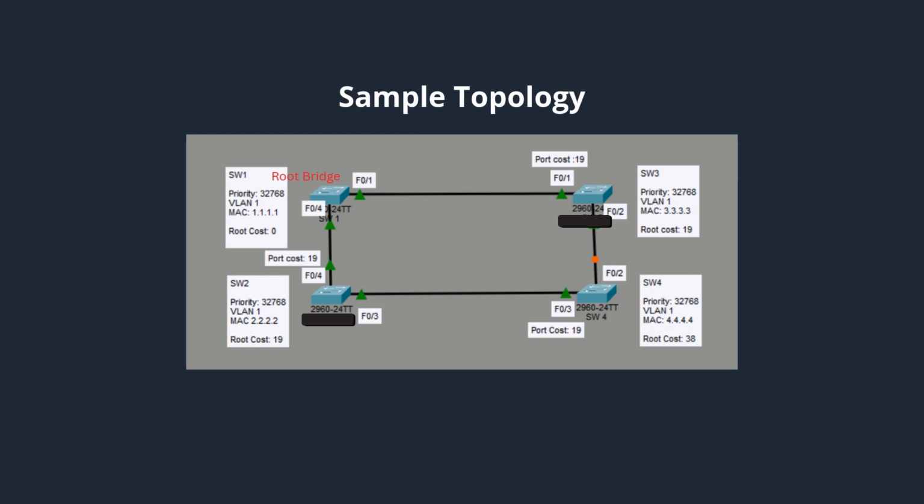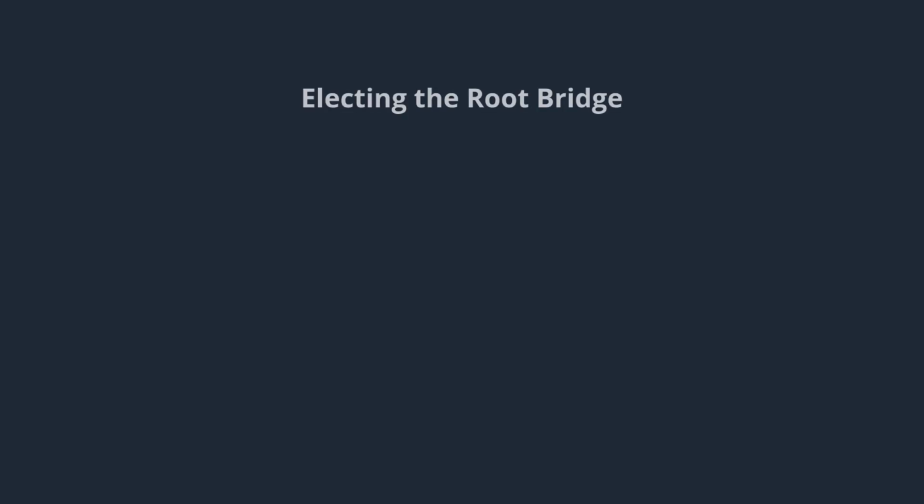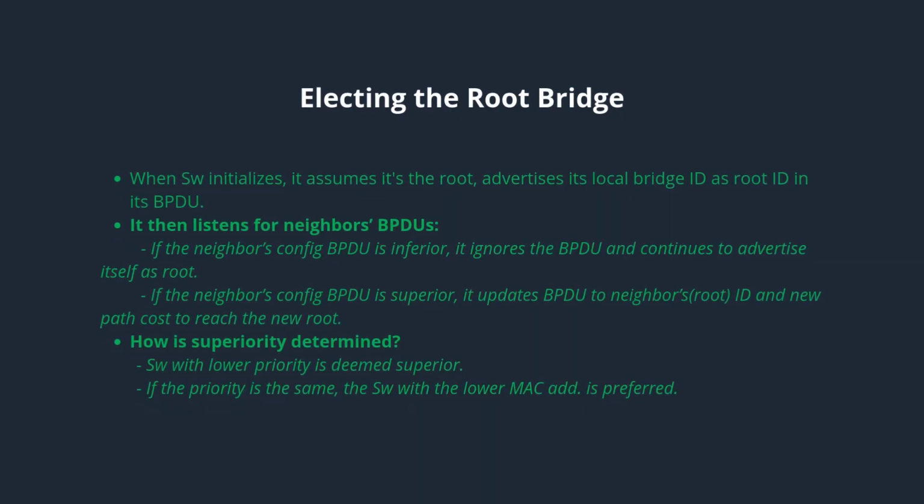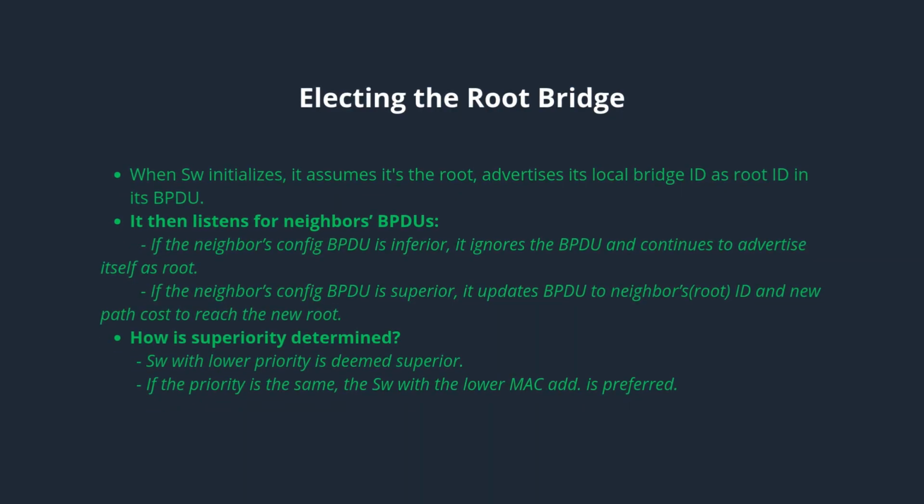Now, let's talk about how the root bridge is elected. When switches initialize, each one assumes it's the root bridge and advertises its own bridge ID, called a BPDU, Bridge Protocol Unit. Then the fun begins. Each switch listens for neighbors' BPDUs. If a neighbor's BPDU is superior, the switch updates its idea of who the root is and starts advertising that new root's ID instead. But how do we determine superiority?